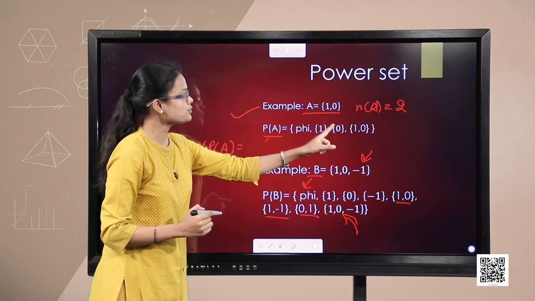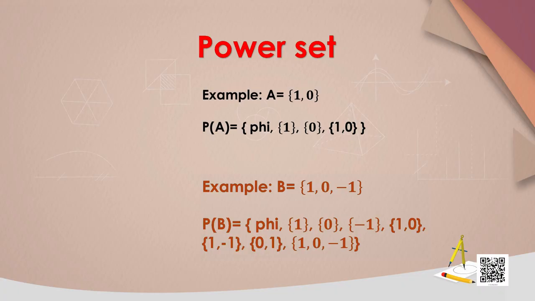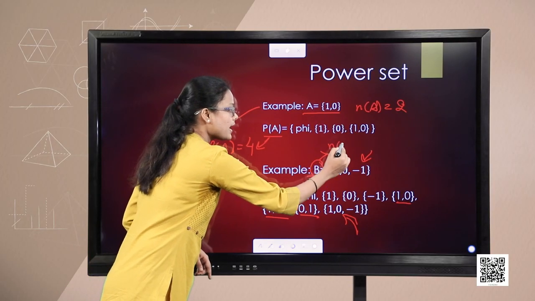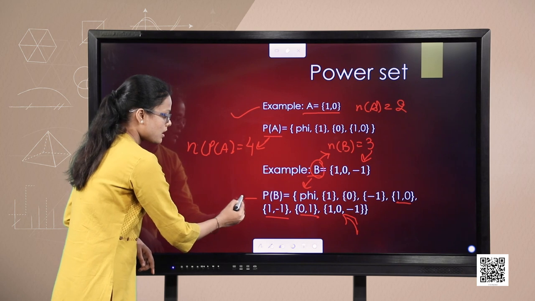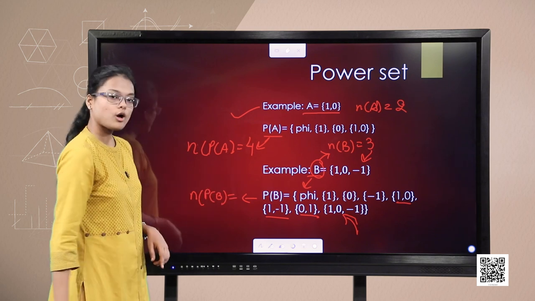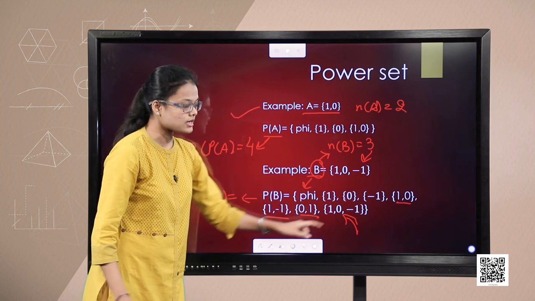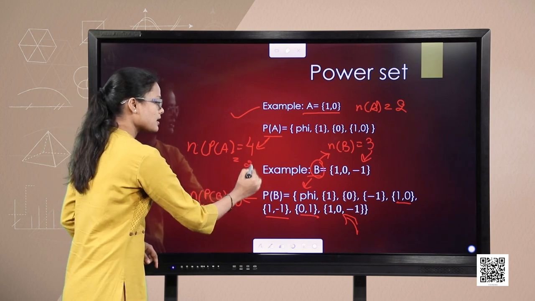It is 1, 2, 3 and 4. Again, observe the number of elements in the set B and in its power set. Number of elements in the set B, how many are there? n(B) is 3. Number of elements in its power set, count them. How many are they? 1, 2, 3, 4, 5, 6, 7 and 8. 8. Can I write it like this?